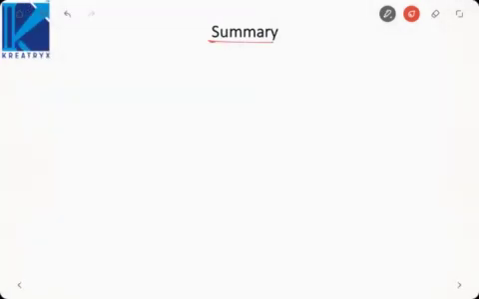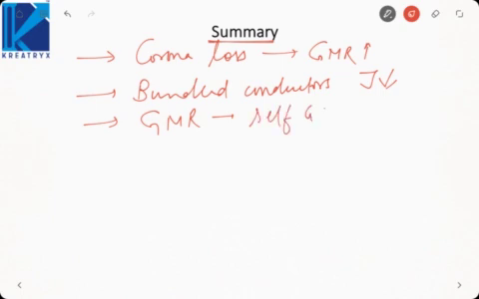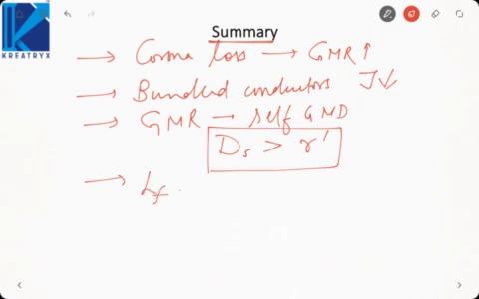Now let us summarize what we have covered in this lecture. We first saw how to reduce corona loss. So we came out with a theory that we have to increase GMR. Then we saw what are the bundled conductors and how current density is reduced to reduce corona loss. Then we saw how GMR is replaced by self GMD in case of bundled conductor, and self GMD is always greater than GMR. So effective radius increases. Then we derived inductance.